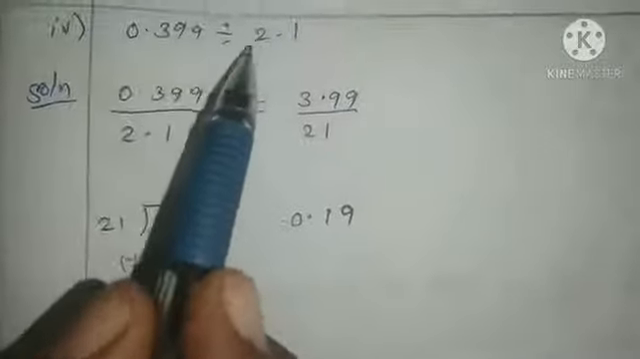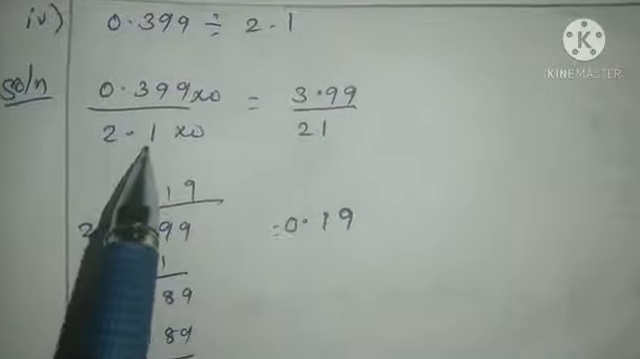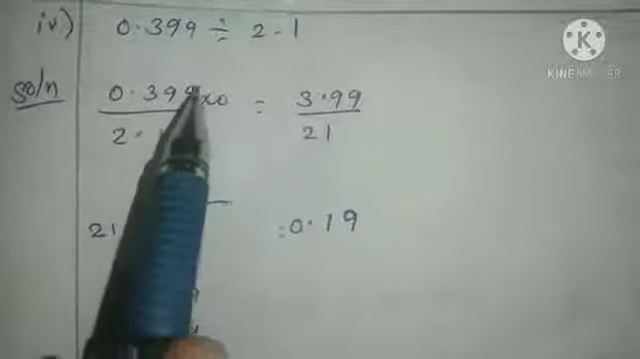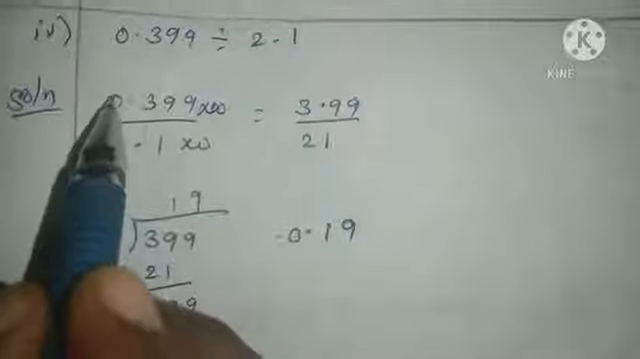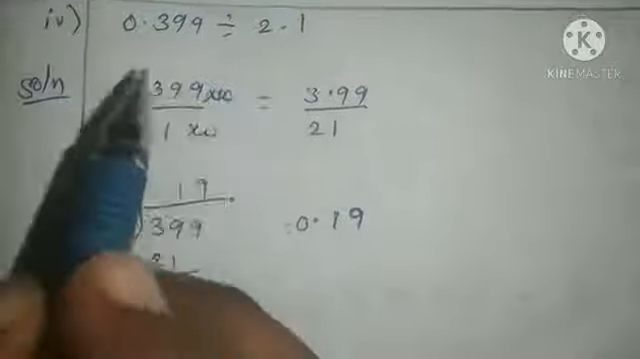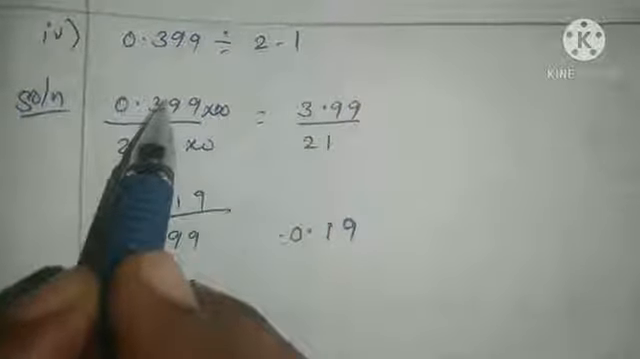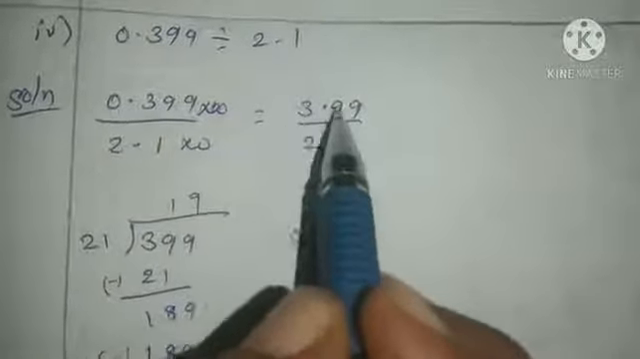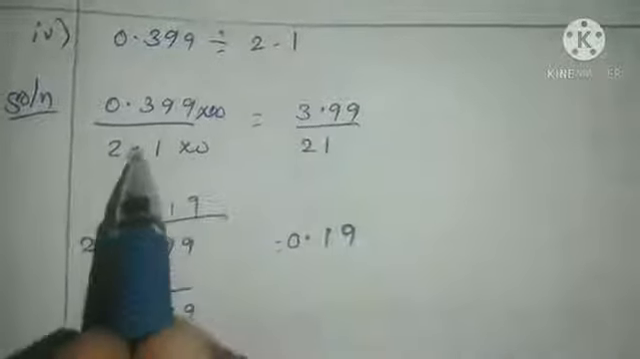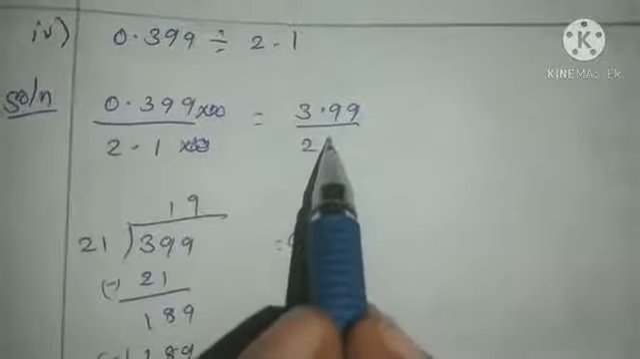0.399 divided by 2.1. Here also in the denominator we are having 1 decimal place. So you have to multiply both the numerator and denominator by 10. When you are multiplying 0.399 by 10, the decimal point will move to your right by 1 place. Then we get the number as 3.99 by 2.1 into 10. The decimal place will be removed, and that is 21.